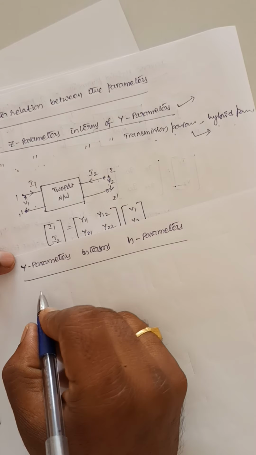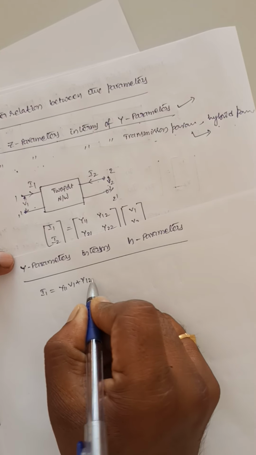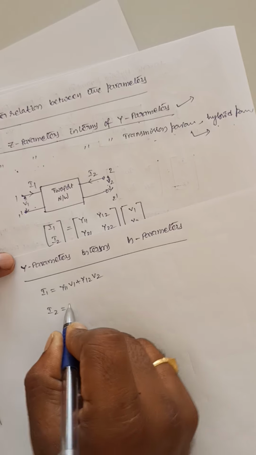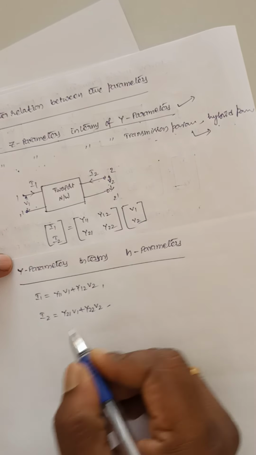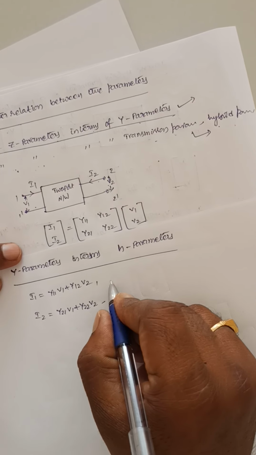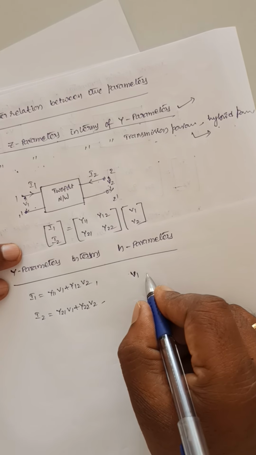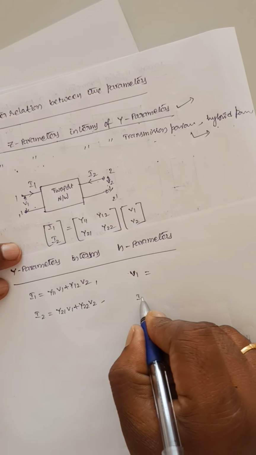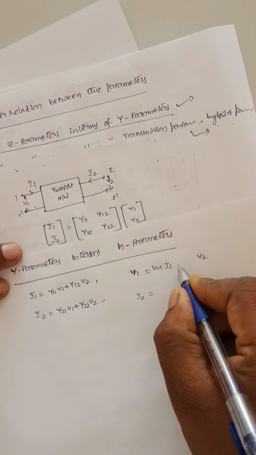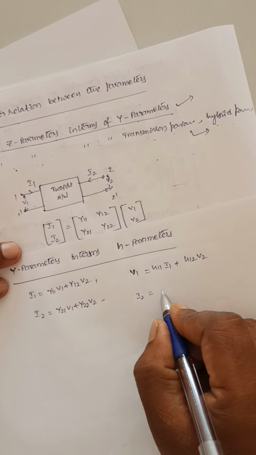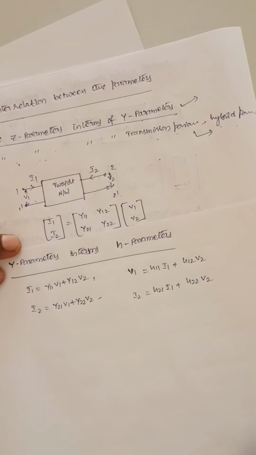Now I1 is equal to Y11 V1 plus Y12 V2, and I2 is equal to Y21 V1 plus Y22 V2. Next, the h parameters equations: V1 is equal to h11 I1 plus h12 V2, and I2 is equal to h21 into I1 plus h22 into V2.